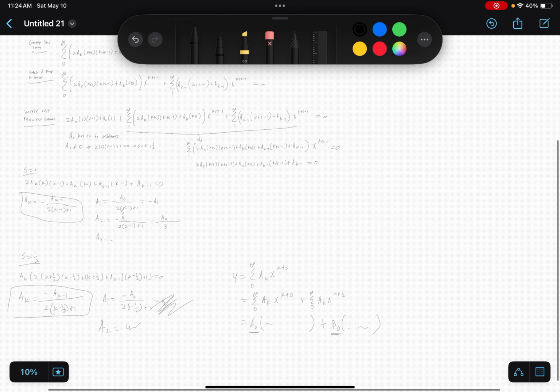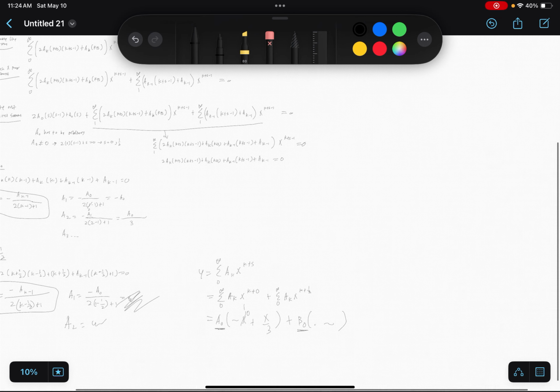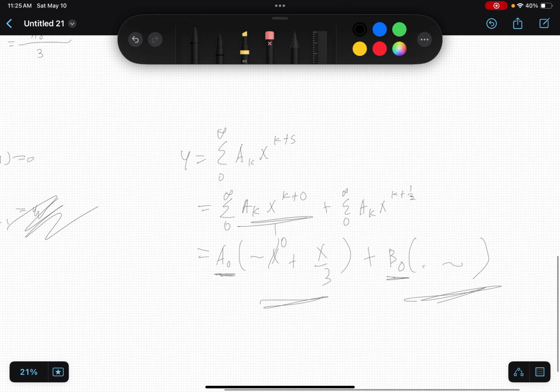Negative x to the 0, which is 1, plus x squared over 3. No, I think it would just be x over 3. So the x's are going to show up in these sums because I forgot to write this part out. I only wrote out the a_k, but it's multiplied by x.